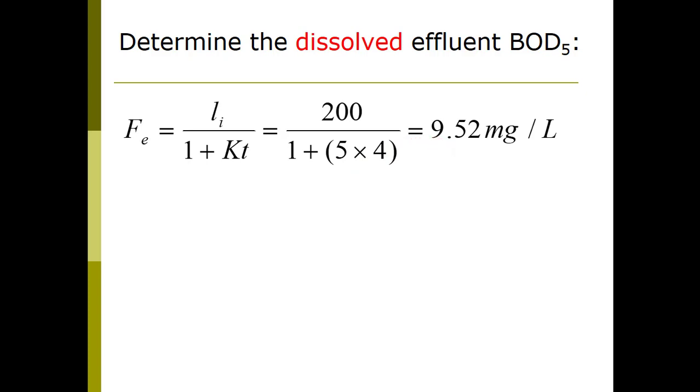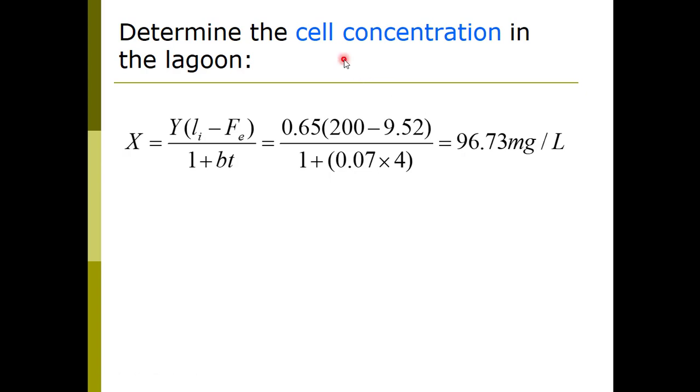Are we done? No, not yet. We have to continue to calculate the cell concentration in order to have the combined effluent. Cell concentration X equals Y times Li minus Fe over 1 plus Bt. Y is 0.65 times 200 minus 9.52. Notice that we substitute BOD as milligram per liter, not as kilogram as in the chapter 7 activated sludge system. Here we substitute milligram per liter as it is: 200 minus 9.52 over 1 plus Bt.